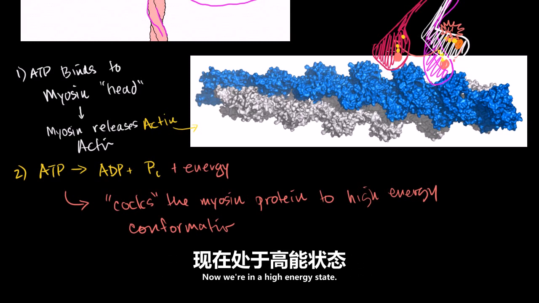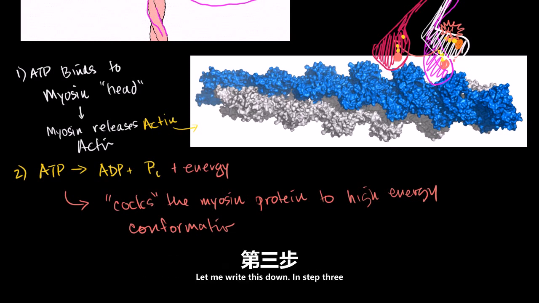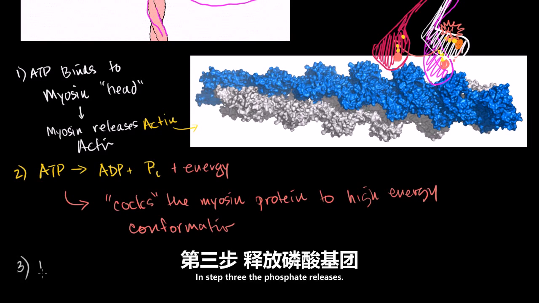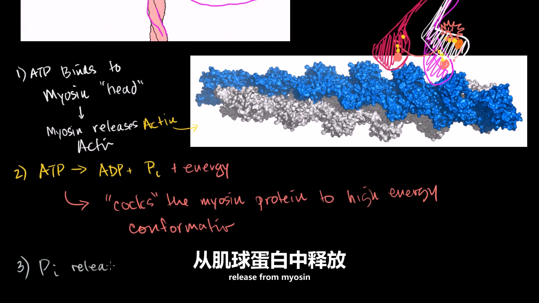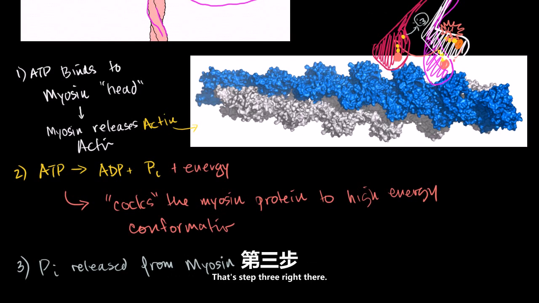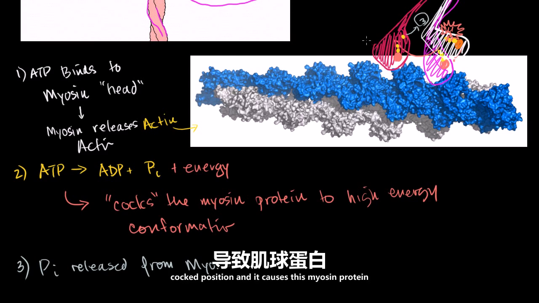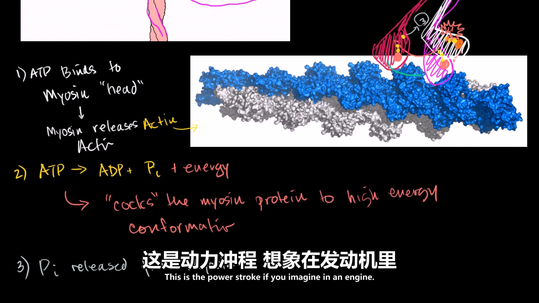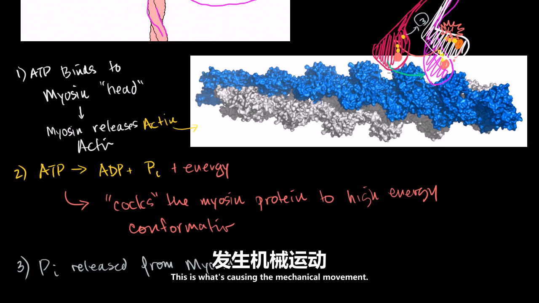Now we're in a high energy state. Let me write this down. In step 3, the phosphate is released from myosin. That's a phosphate group being released. And what this does is it releases the energy of that cocked position, and it causes this myosin protein to push on the actin. This is the power stroke, if you imagine an engine. This is what's causing the mechanical movement.